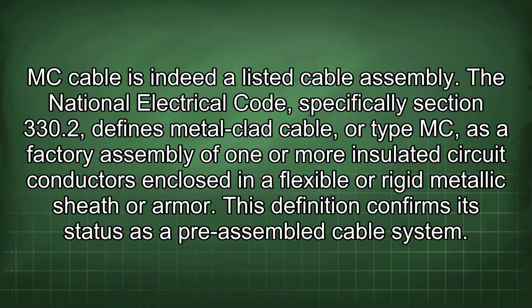MC cable is indeed a listed cable assembly. The National Electrical Code, specifically Section 330.2, defines metal-clad cable, or type MC, as a factory assembly of one or more insulated circuit conductors enclosed in a flexible or rigid metallic sheath or armor. This definition confirms its status as a pre-assembled cable system.